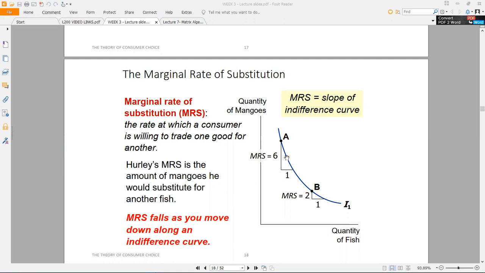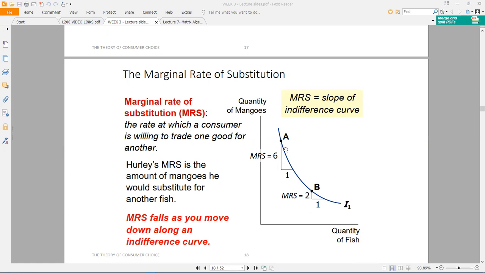What this means is that if you are at point A, for example, the marginal rate of substitution here is 6, which means this individual is willing to sacrifice more units of mangoes, the quantity on the vertical axis, for just an extra unit of the quantity on the horizontal, which is fish in this case. So 6 means that he's willing to sacrifice 6 units of mangoes just for an extra unit of fish.